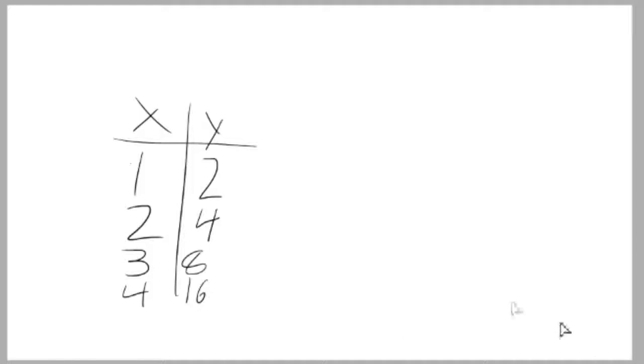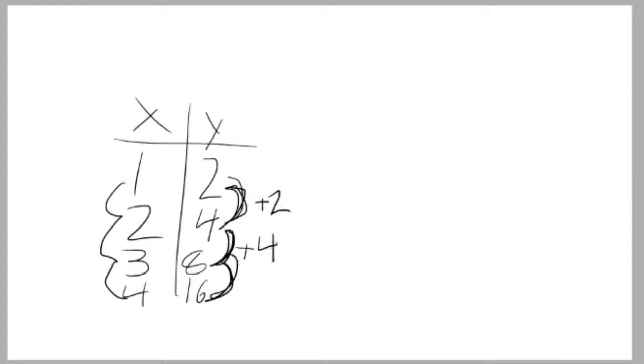Then we have the other table. Now this table also has the x-axis going up by ones, but the y-axis has different numbers. If we subtract these two, we get plus 2. But if we subtract these two, we get plus 4. And if we subtract these two, we get plus 8.